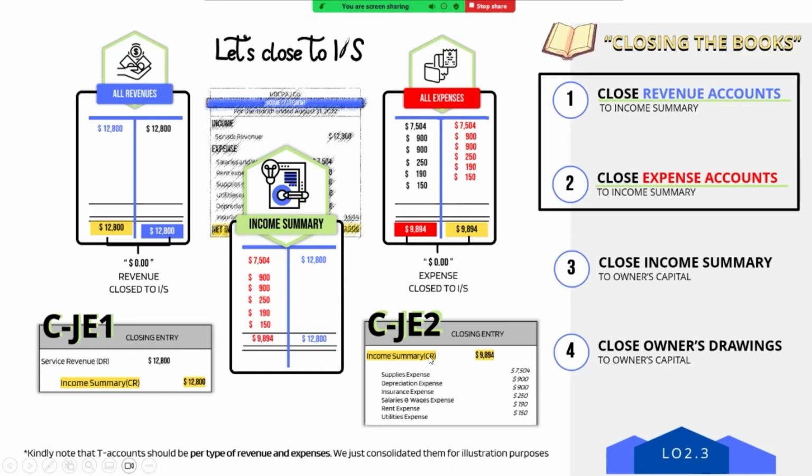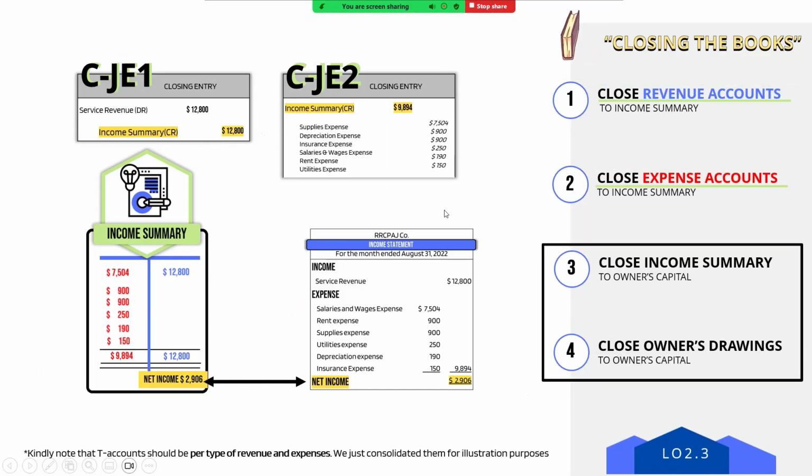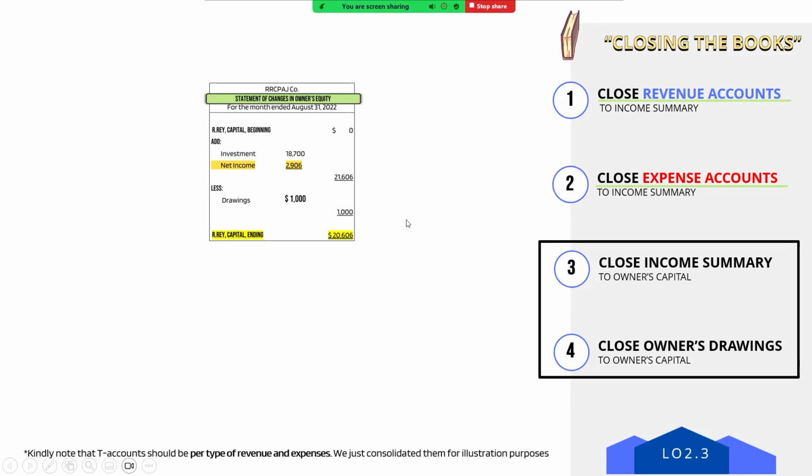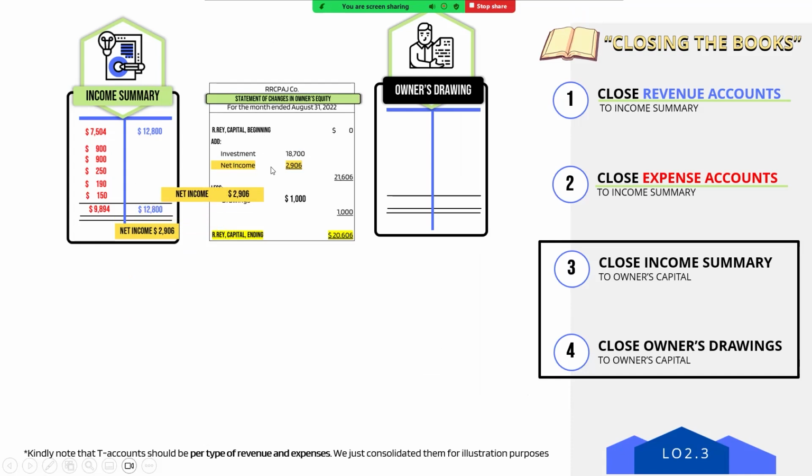So that would be a debit to our income summary of 9,894. And then we have our different credits for our different expenses. And therefore, we will achieve our net income of 2,906. And therefore, it will be the same as our income statement. The next step is to close it to our changes in owner's capital, right? So how will that work? So we have our income summary, which represents our net income.